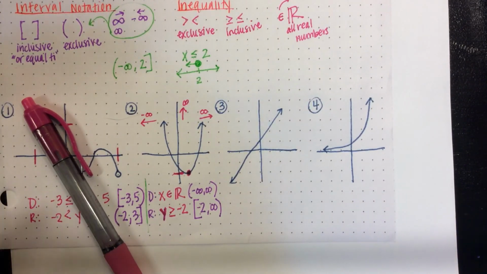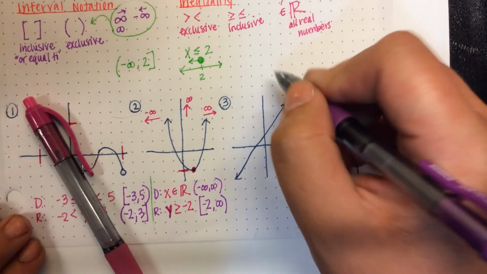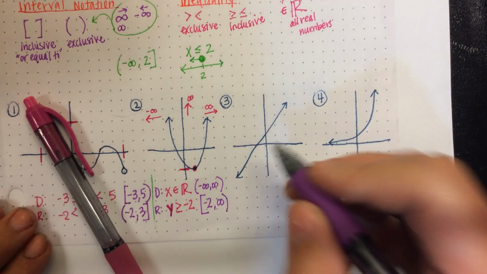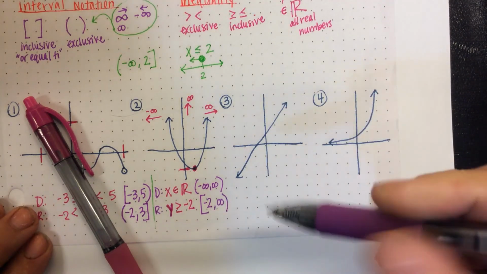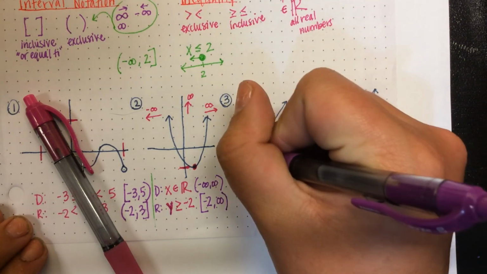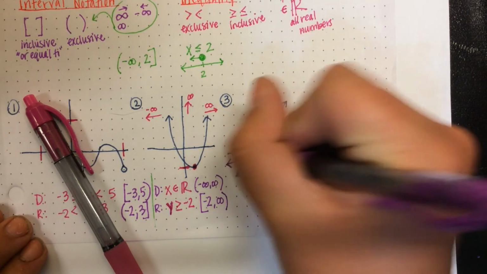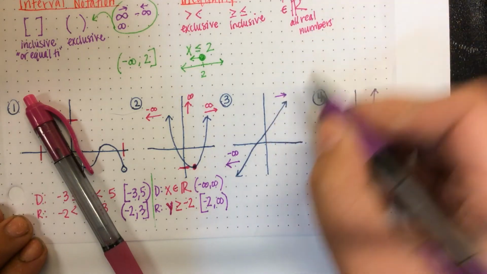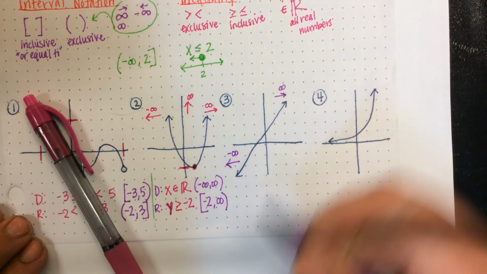Okay, for this one, for my x's and my domain, it's going to go left forever. Remember that arrow means it's going to keep going that way forever. So this one is going to go to negative infinity, and then it's going to go to the right forever too. So it's going to go to positive infinity.